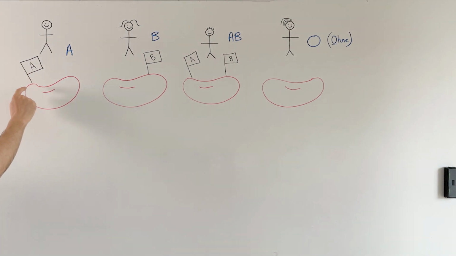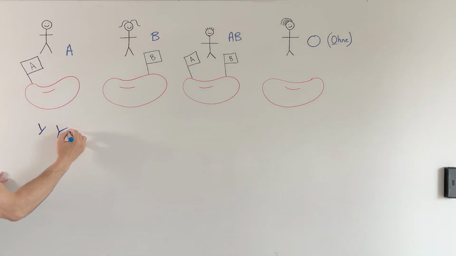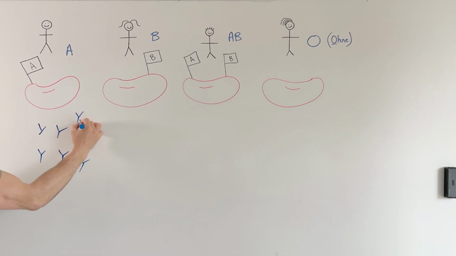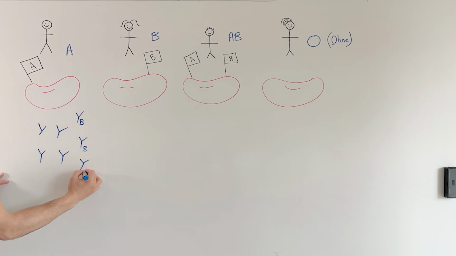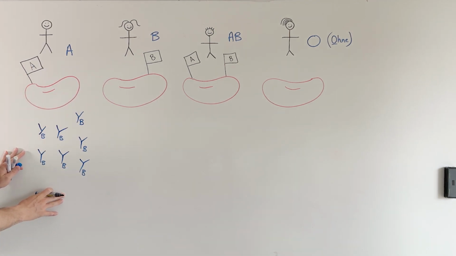So somebody who is blood type A, or is waving the A antigen, will have antibodies trained to attack B. So these are all B antibodies, or I should say anti-B antibodies, right? So they're floating through the bloodstream of this individual, just in case they come across blood type B that might enter.